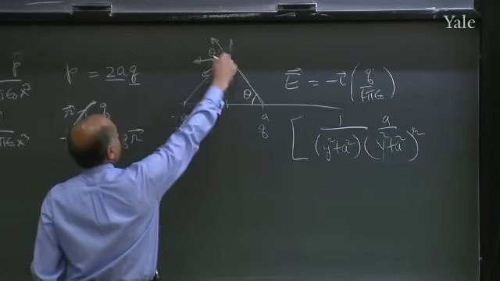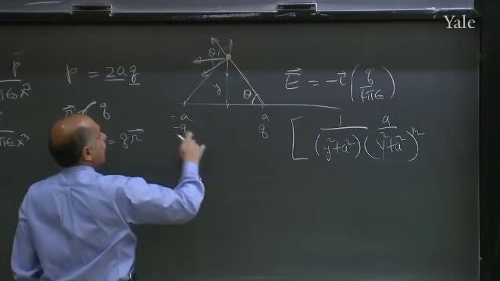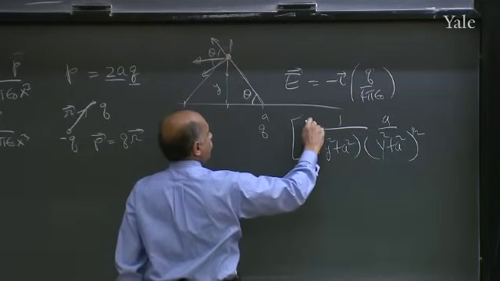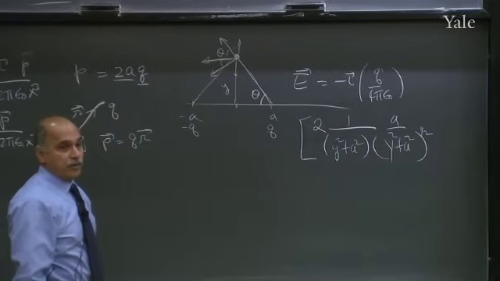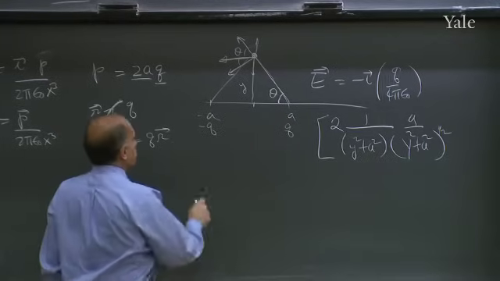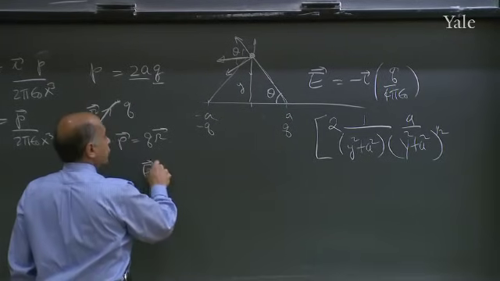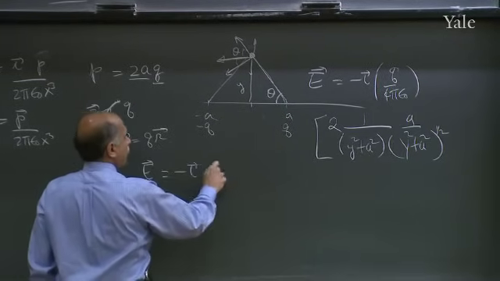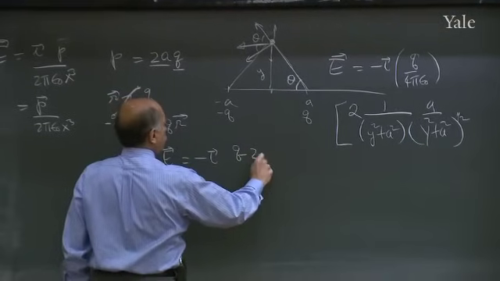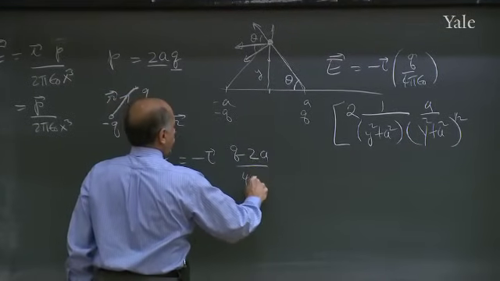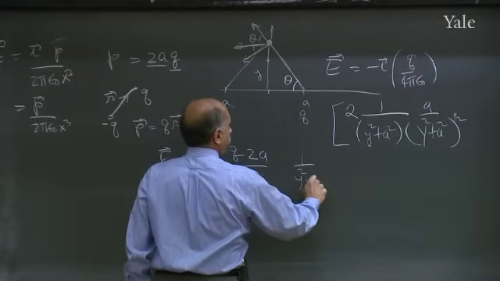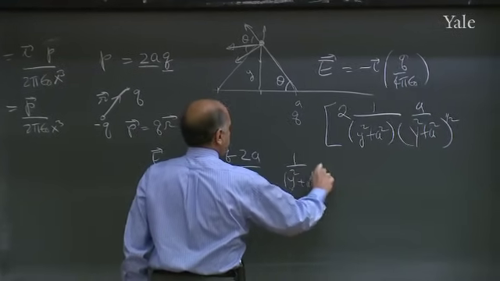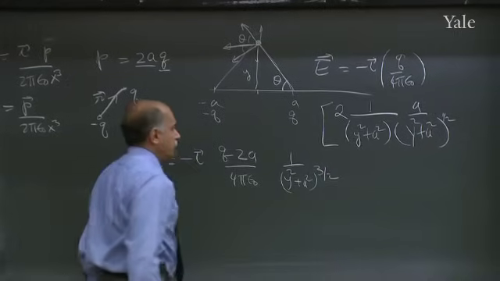You want to take that force and find its horizontal part. Then I'm going to put another 2 because this is going to contribute an equal horizontal part. So the E in the end is equal to minus I q 2a over 4 pi epsilon 0 divided by y squared plus a squared to the 3 over 2.